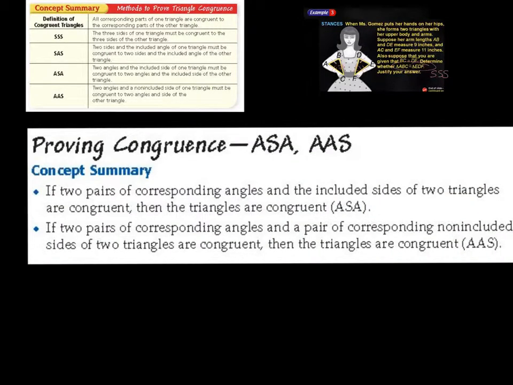So the 2 new ways of proving triangles congruent in this lesson were angle-side-angle and angle-angle-side. If 2 pairs of corresponding angles and the included sides of triangles are congruent, then the triangles are congruent. And if 2 pairs of corresponding angles and a pair of corresponding non-included sides of 2 triangles are congruent, then the triangles are congruent.